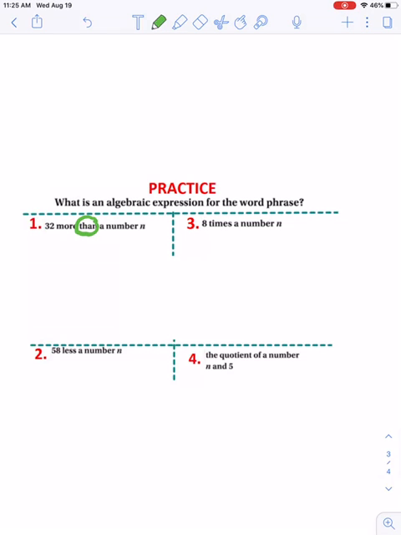It says 32 more than a number x. More, you should be thinking, more is addition. Since "than" is a turnaround word, sorry, I didn't say number x, this is number n. I just used a different variable. That doesn't matter. I know that if "than" wasn't there, 32 would go first, but since "than" is there, n has to go first, plus 32.